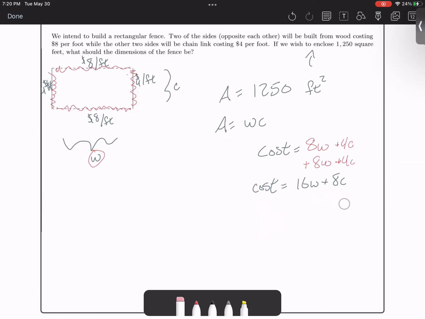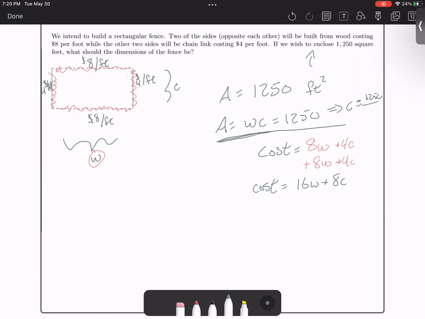So I need to come up with a way to replace one of these variables, but I can use the fact that my area is equal to W times C. My area needs to be 1,250. Let's pick to solve that for C. So C is equal to 1,250 divided by W. That allows me to write cost is equal to 16W plus 8 times C.